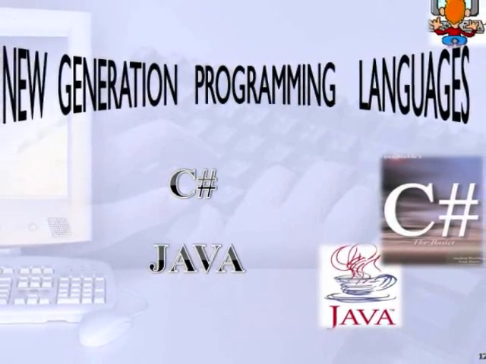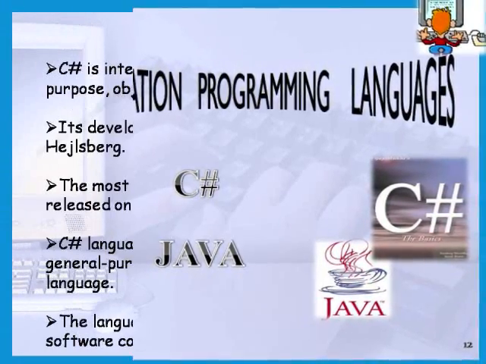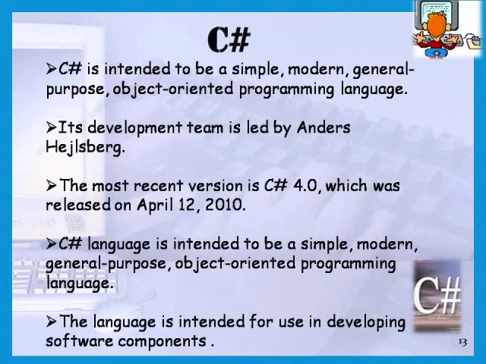New generation programming languages: C# and Java. C# is a multi-paradigm programming language encompassing strong typing, imperative, declarative, functional, generic, object-oriented, and component-oriented programming disciplines. It was developed by Microsoft within its .NET initiative and later approved as a standard by ECMA and ISO. C# is one of the programming languages designed for the Common Language Infrastructure. The C# language is intended to be a simple, modern, general-purpose, object-oriented programming language.